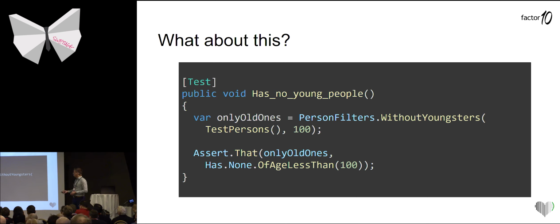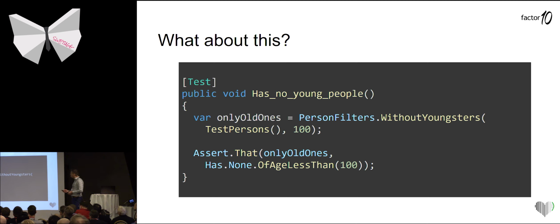Filter without youngsters, assert that only old ones has none of age less than 100. This is a far more readable test in the sense that we don't have to parse a lot of LINQ and try to figure out what empty means.